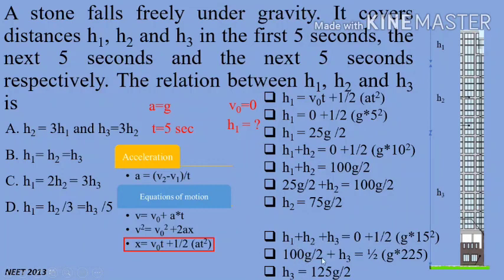h1 plus h2 is 100g by 2 and half of g into 225, that is the square of 15. Here we get h3 will be equal to 125g by 2. Now, after looking at these three equations, this h1, h2 and h3, we can understand that h2 is 3 times h1 and h3 is 5 times h1, and this option is given in D. So D is the correct answer.